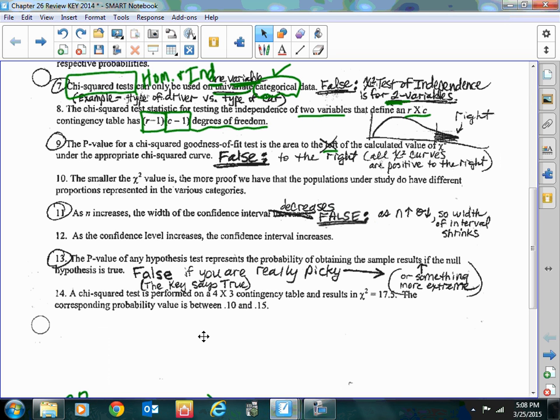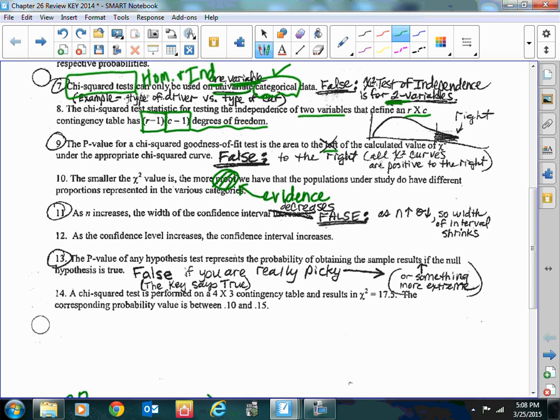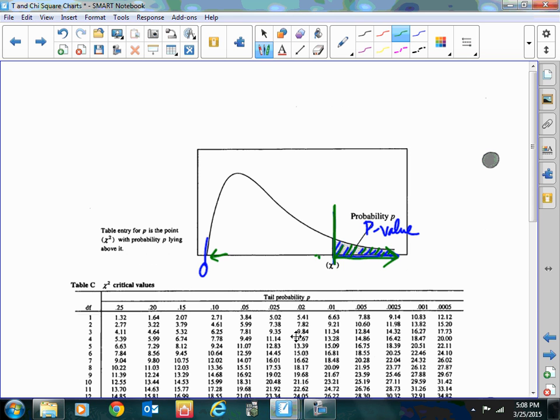All right, next, number 10. The smaller the chi-squared value is, the more proof we have that the populations under study have different proportions represented. Okay, so let's think about that. First of all, I don't like this word proof. That makes me nervous. I would always say the more evidence we have. So let's think about what smaller chi-squared values mean. The smaller the chi-squared value, the closer the observed is to the expected.